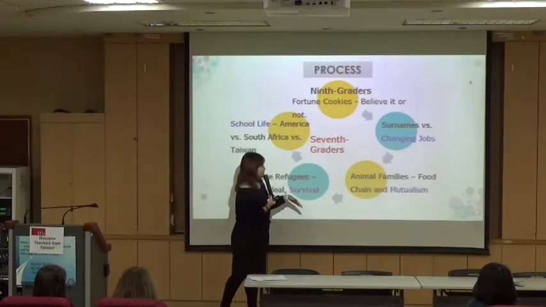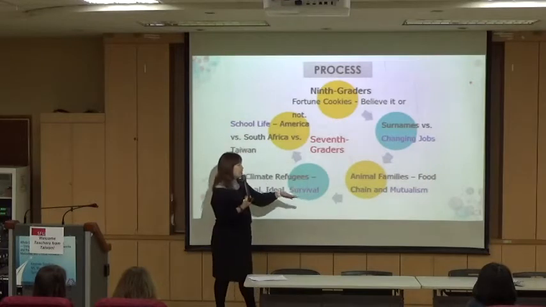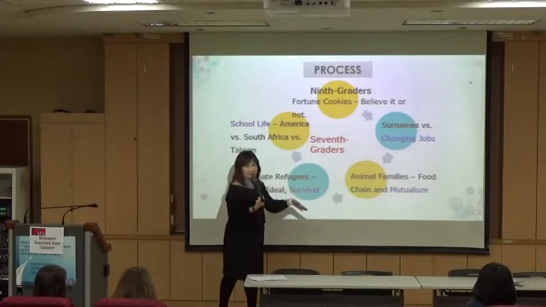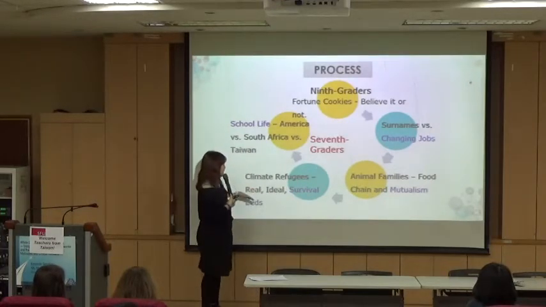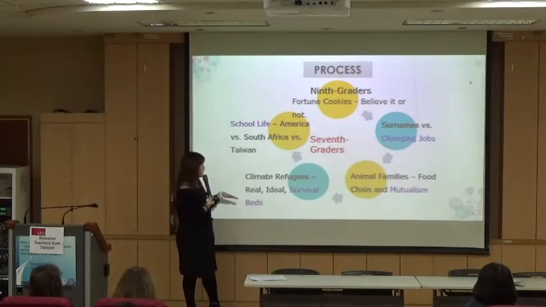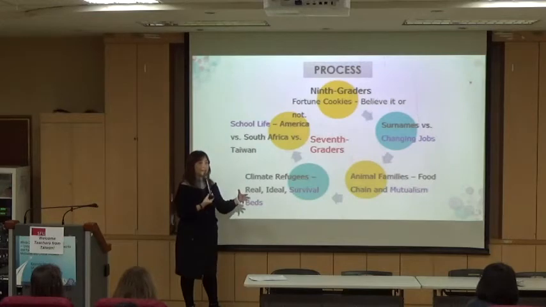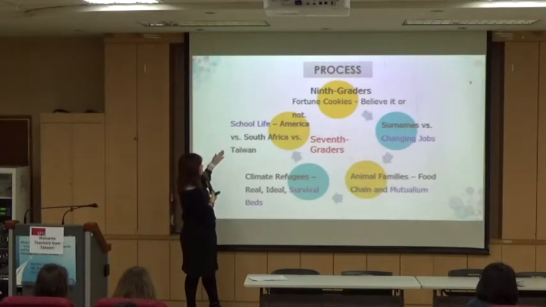And the second part is about animal families, food chain, and mutualism. And the next one is about climate refugees, real ideal survival bats. I hope students can create something new. And the last part is about school life in America or South Africa and Taiwan.